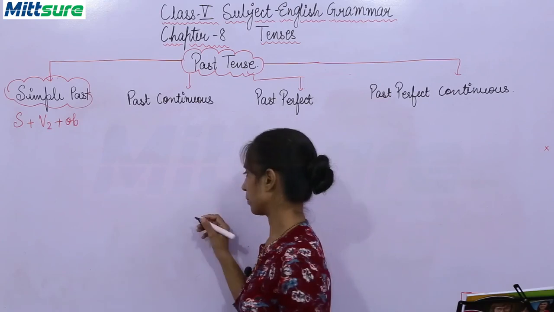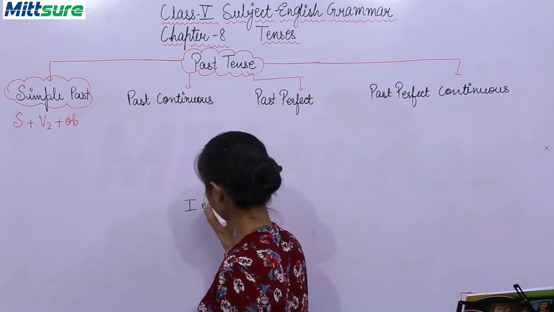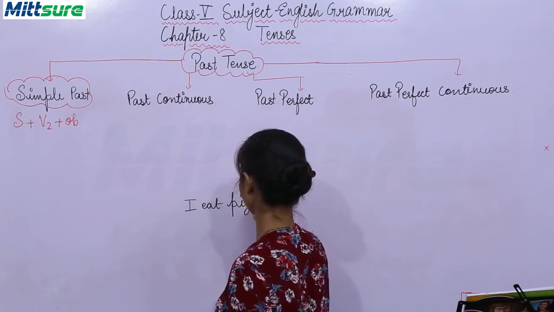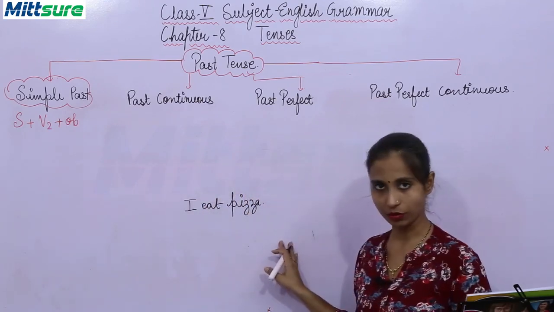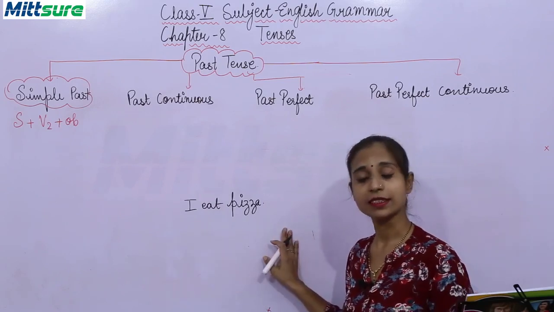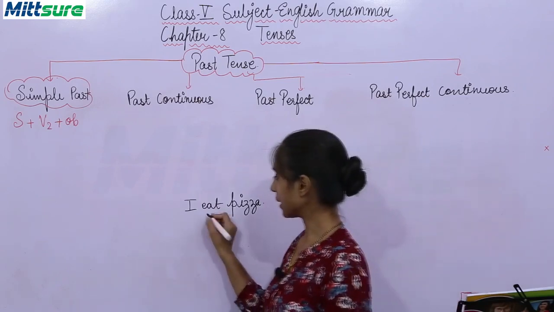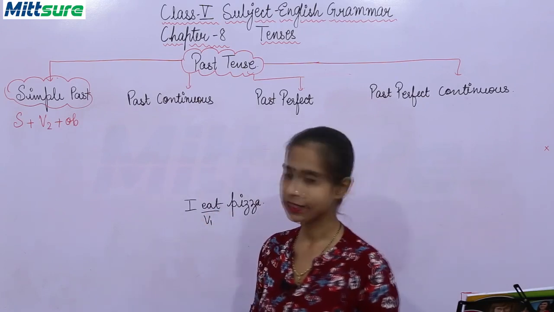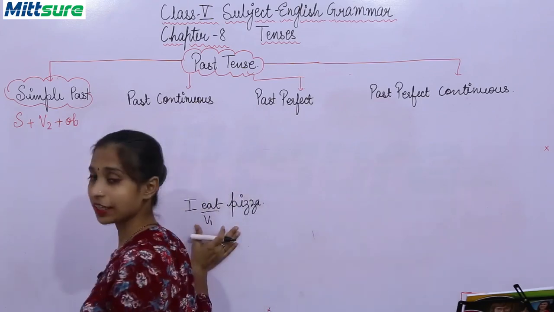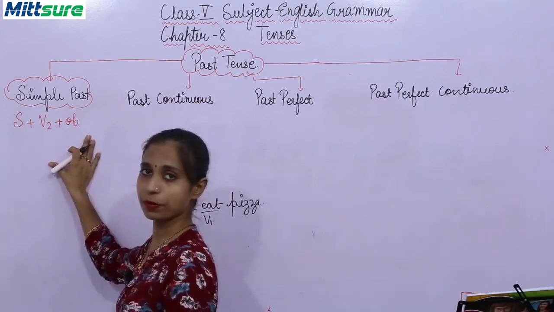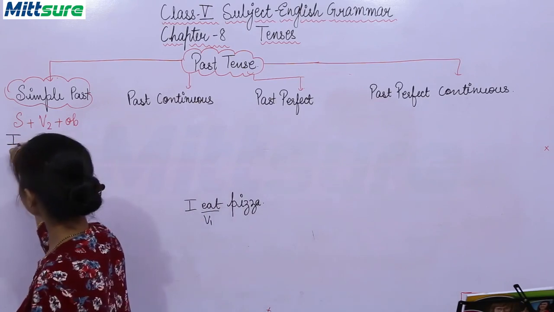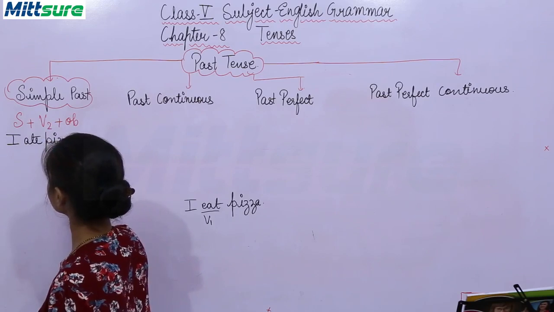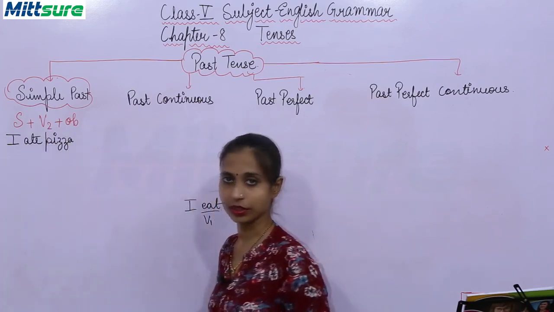I eat pizza. Now this is a simple present tense sentence. What will be the second form for eat? Ate. So let us convert this example into simple past: I ate pizza. I hope you understood this.